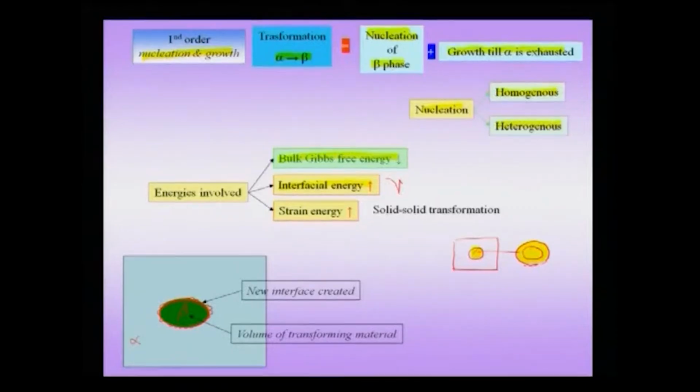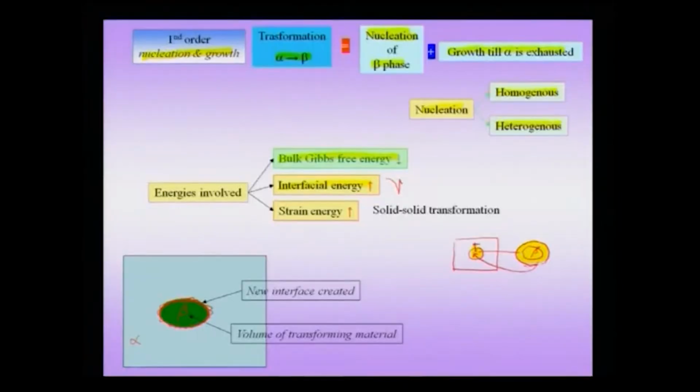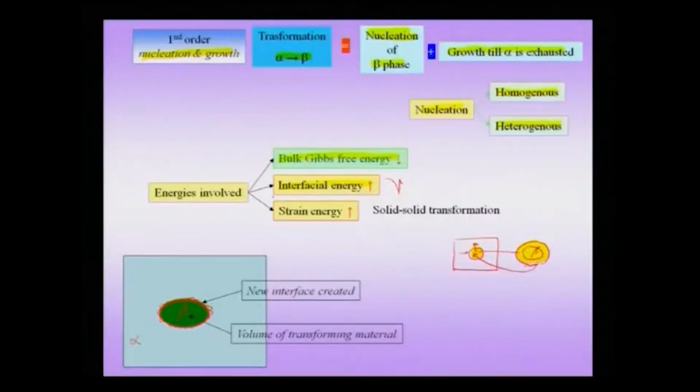Now, obviously this beta phase is not going to exist in free space, but has to be accommodated in this hole from which I had cut it out. That means the beta phase is going to push out on the matrix, the matrix is going to push in on the precipitate, and there will be an equilibrium configuration. That means there will be strain energy associated with the phase transformation.